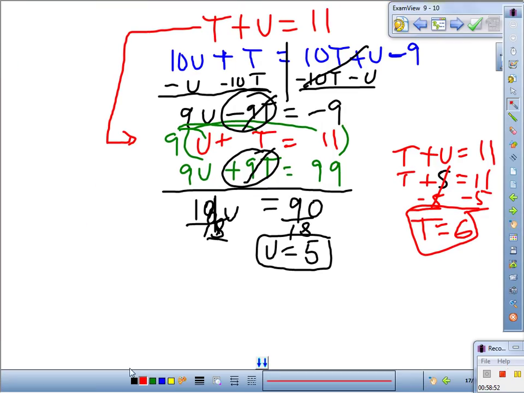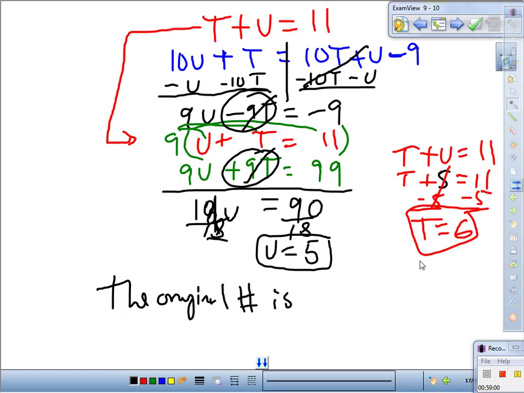So the original number is 56? 65, because this is the tens over here. So 65, 10 cubed. What's that? Check your answer. Very good, Xavier.